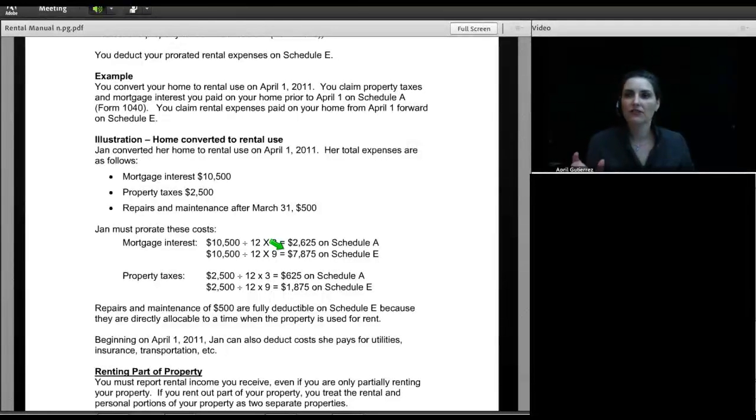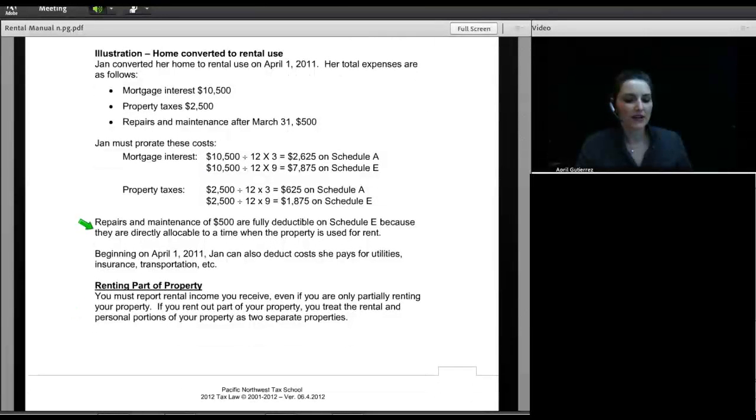Now clearly, the total combined mortgage interest claimed on A plus the interest claimed on E should never be more than the interest she paid. That would be one thing to look for when you're working in tax software, you never go over. The next item is the property taxes. $2,500 divided by 12 months times the 3 months she lived in the home equals $625 that will carry to the Schedule A, and $2,500 divided by 12 times the 9 months that it was rented equals $1,875, which should be reported on Schedule E.